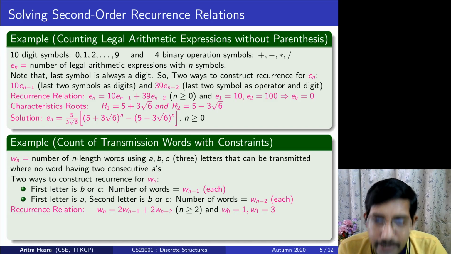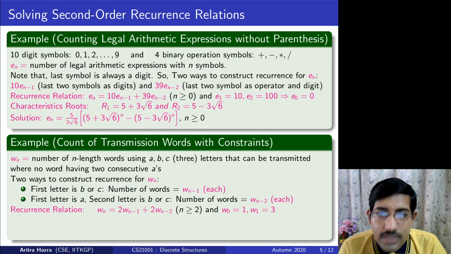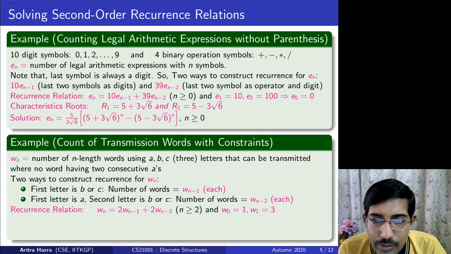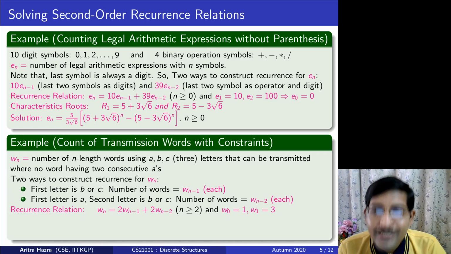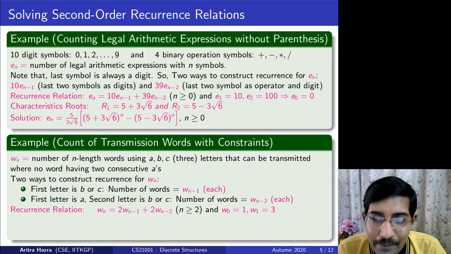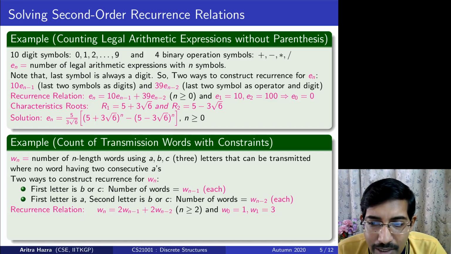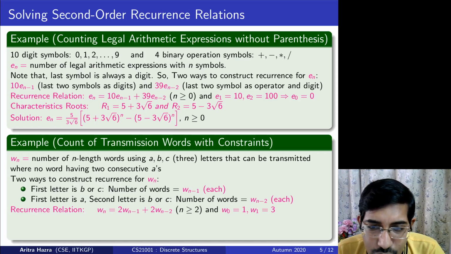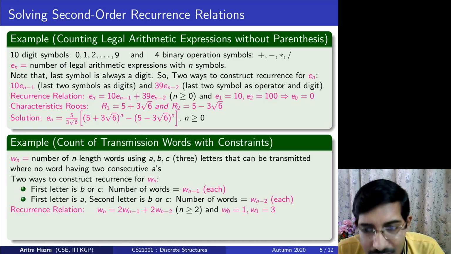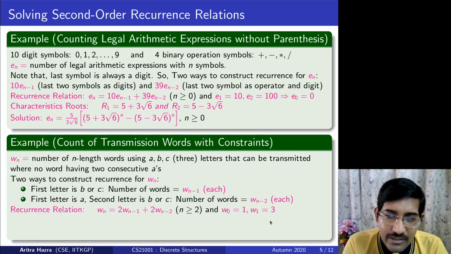With my W0, that is a 0 length word, how many words of length 0 are possible? 1, that is the null word. I do not send anything, that is a word, the null word. And how many words of 1 length are possible? There is no chance of consecutive A's happening, so it is A or B or C once I send. That's 3 words. These are my base conditions.